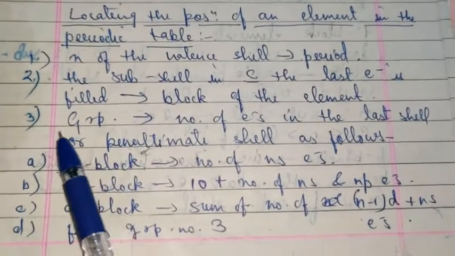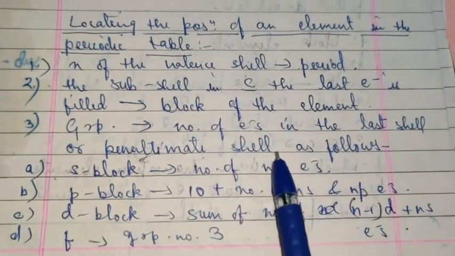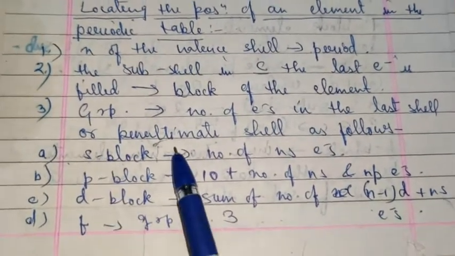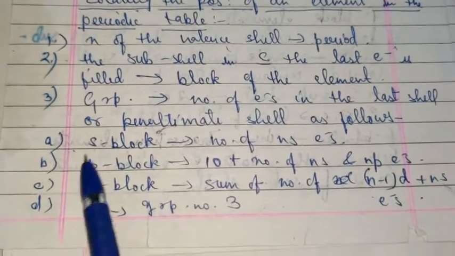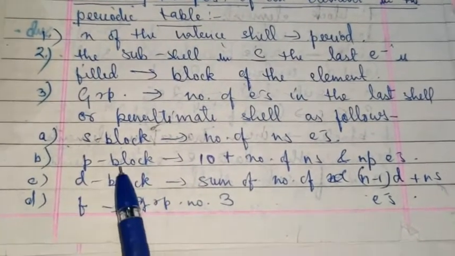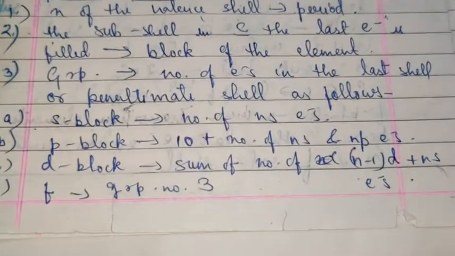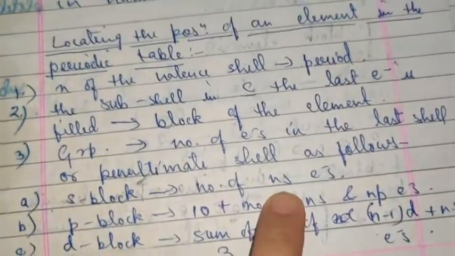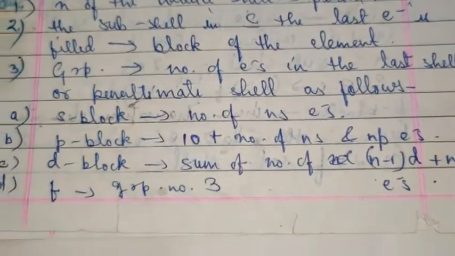Group number, how do we come to know about the group? The number of electrons in the last shell or penultimate shell gives the information about the group. Please note down these points, very important. How do we find out the group number in the various blocks? For an s block element, the number of ns electrons, 1 or 2, gives the group. If it is 1, then group 1. If it is 2, then group 2.